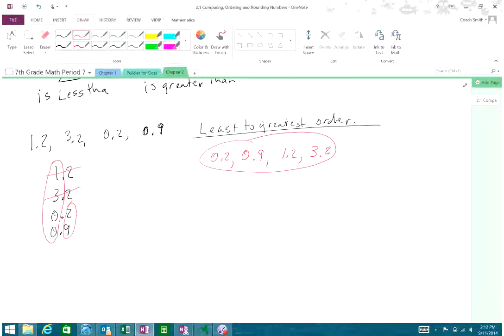Okay, I want you to try this one on your own. A little bit more difficult. 4.3, 4.03, 4.27, and 4.23. So put that one in least to greatest order.